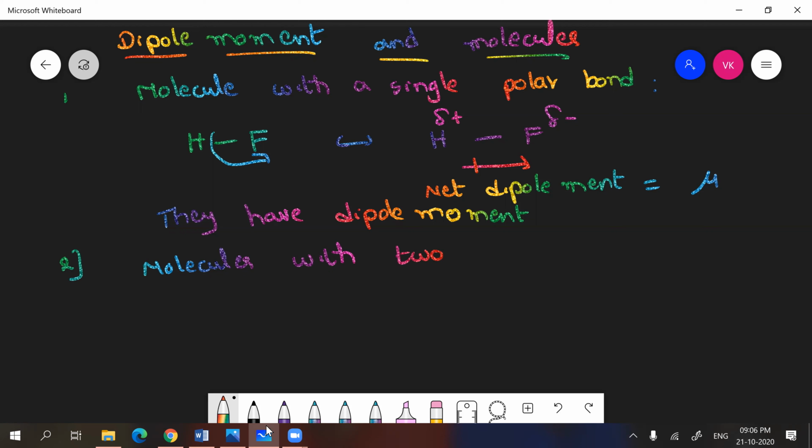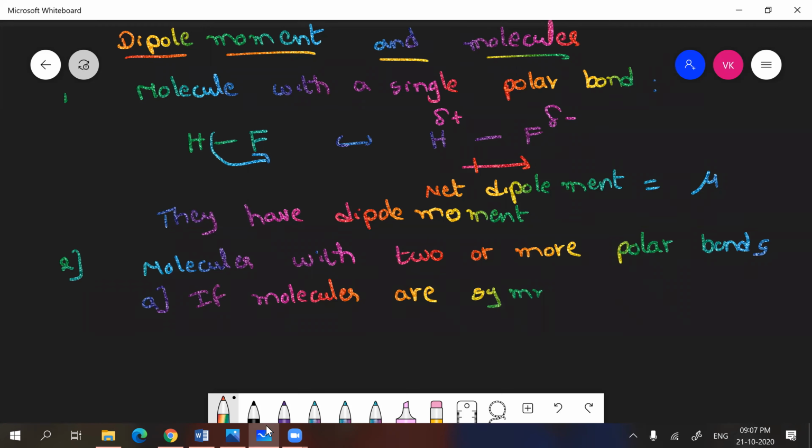Next, molecules with two or more polar bonds. So the second case I'm going to discuss is whenever the molecules are having two or more polar bonds. Again, in this I'm going to discuss two cases. First one is if molecules are symmetric. Even though they have polar bonds, if they are symmetric.